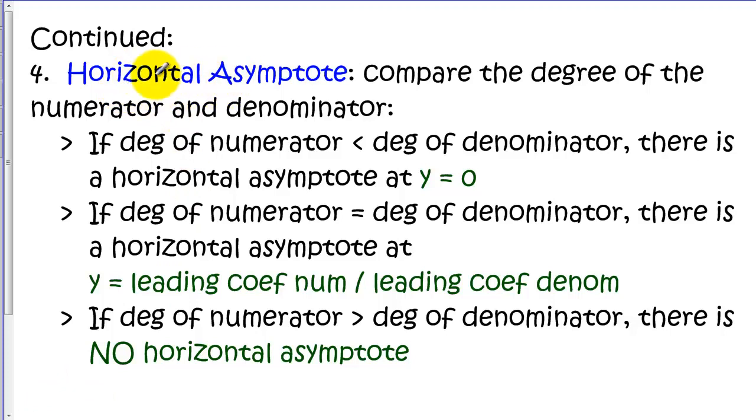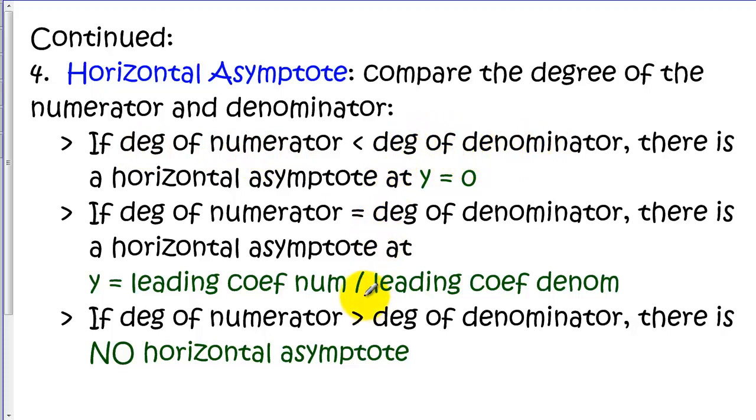Okay, to find the horizontal asymptote, there will only be one of those if it exists. What we have to look at when we have a rational function is that we're going to have a polynomial in the numerator and a polynomial in the denominator. What we're going to be looking at is the degree. Remember, the degree is the largest exponent of a polynomial. So we'll be looking at the degree of the numerator versus the degree of the denominator.